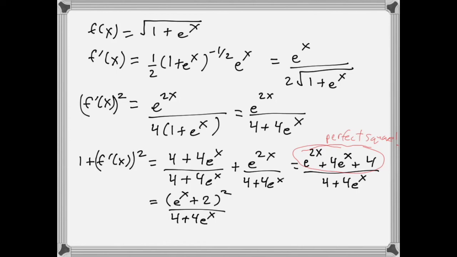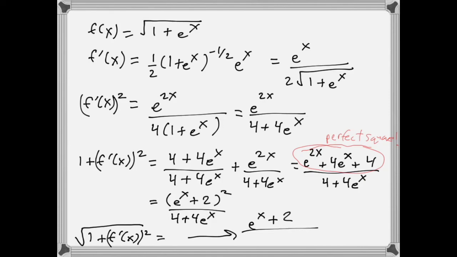And so finally, we take the square root on the last step. So the square root of 1 plus f prime of x squared is, if you take the square root of that, just to give myself a little more room, I'm going to write it over here. I have e to the x plus 2 divided by the square root of 4 plus 4e to the x, or 2 square root of 1 plus e to the x.